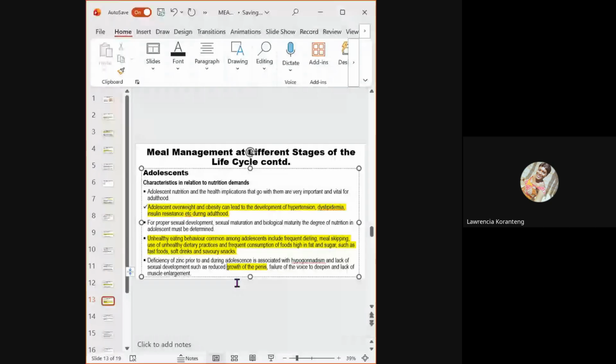Then they also need the zinc for deepening of their voice and muscle enlargement. So the zinc is very important because it's a cofactor. It helps in the enzyme work a lot. Zinc is a cofactor. So that is that about adolescent nutrition. So what should they eat? So apart from the role it plays in synthesis of RNA as the zinc. So when we say zinc is a cofactor, this is the function of zinc. So whenever you are asked about the function of zinc in adolescents, that is what you will write.